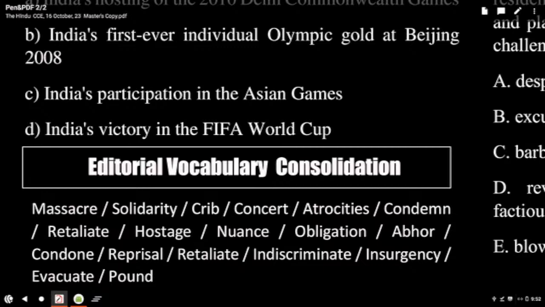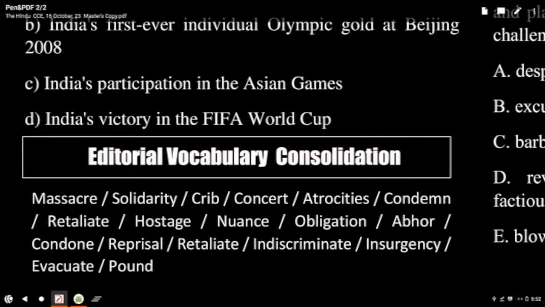Solidarity. Noun. Every time, part of speech. No, please respond. Meaning, unity. Crib. Cradle. Simply tell the word cradle. Concert. A musical program, either vocal or instrumental. Atrocities. Cruel attacks. You have to recollect the word cruel. Attacking someone physically in a cruel manner.